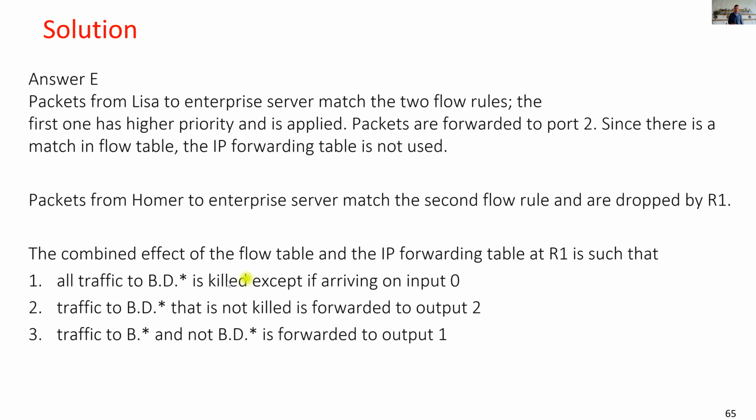So you see that by adding the flow table, we have the combined effect that is described here. All traffic to b.d.star is killed, except if it's arriving on input 0. And the traffic that is not killed is forwarded to output 2. Traffic that goes to b.star and not to b.d.star doesn't match the flow table, so is forwarded to output 1. So this is the kind of construction you can make with flow rules.